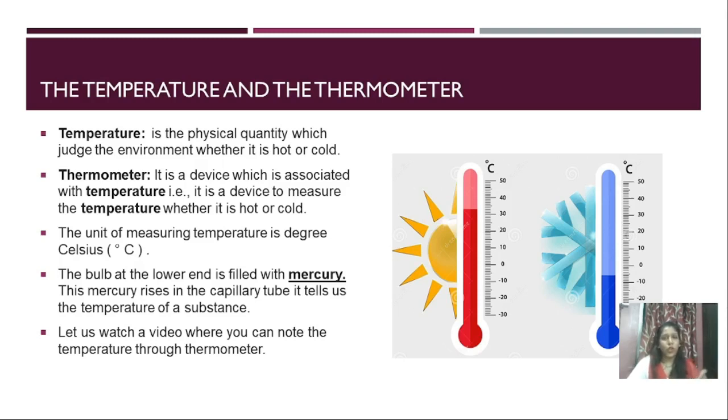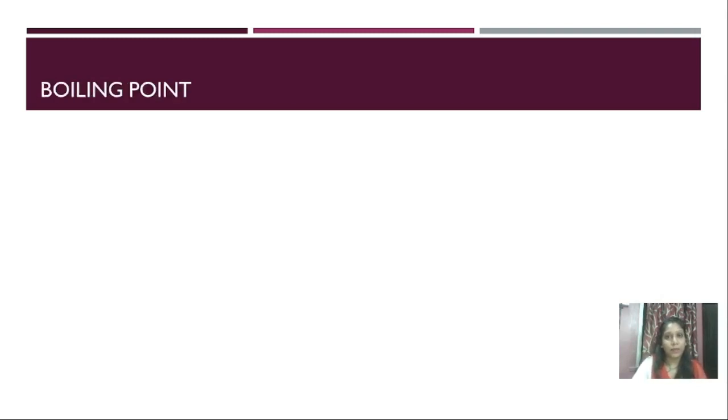So children, if hot water has a temperature of 80 degrees Celsius, the boiling point of water will be how much? It is 100 degrees Celsius. So the boiling point of water is 100 degrees Celsius. So we will now see what is the boiling point.